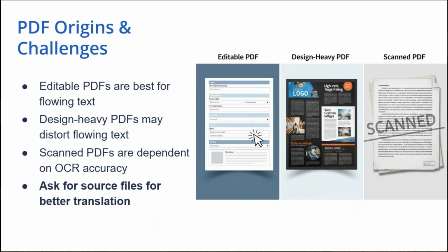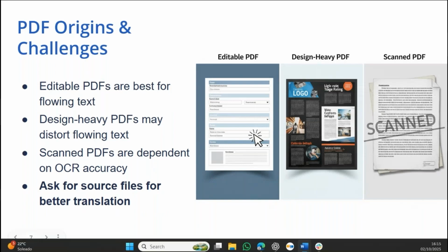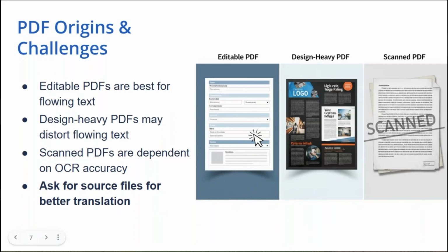Another tip: always try to ask for or get the source file for better translation. So if you know that the PDF was created in Word, try to get the Word document. If it was a PowerPoint, try to get the PowerPoint. If it was an InDesign file, try to get the InDesign IDML file. And now we will see what happens with Canva as well, because it is really important to have the source file to avoid potential issues afterwards.